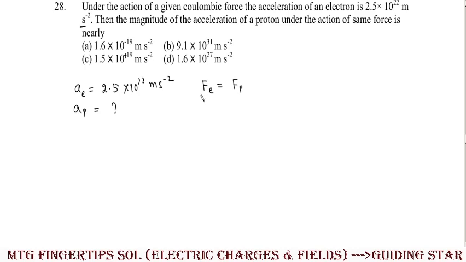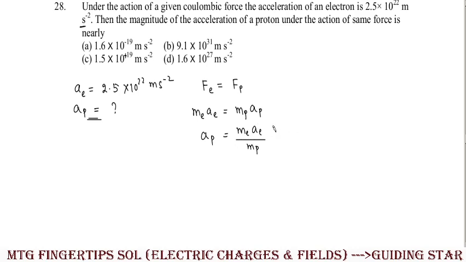So how can I write the force? Force is nothing but mass of electron into acceleration of electron, which will be equal to mass of proton into acceleration of proton. We want to calculate the acceleration of proton, so AP will be mass of electron into acceleration of electron divided by mass of proton.